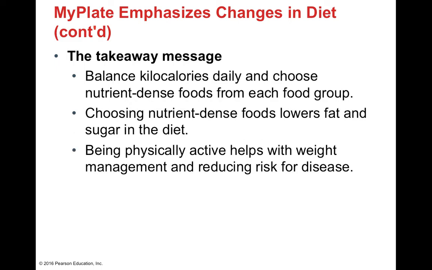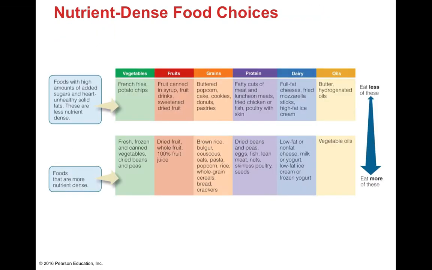Now, the overview that you need here, the takeaway message, is you want to balance your kilocalories in and kilocalories out. You want to choose nutrient-dense foods from each food group. And if you choose nutrient-dense foods, that's going to lower your fat and sugar in the diet. You also want to have a physically active lifestyle because being physically active helps with weight management and with reducing the risk for disease.